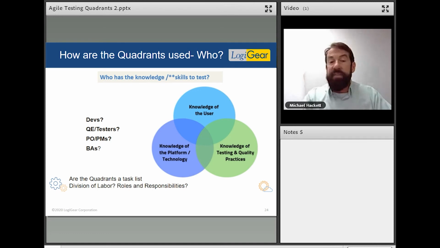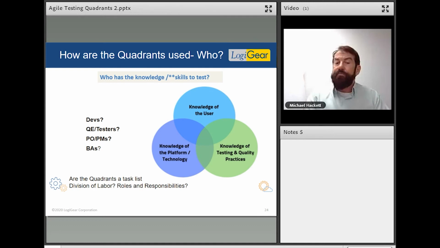Good testers have to have a knowledge of the user. If I'm working on an accounting application, I want some accountants testing it. If I'm working on a banking application, I want some bankers testing it. They know the users, they know how people use these systems. They have knowledge of the platform or the technology. If I'm working on iPads, how are iPads different than iPhones? How are they different than a desktop, like a Windows desktop application? How does this technology work? What's unique about this technology? How are people going to be using it?